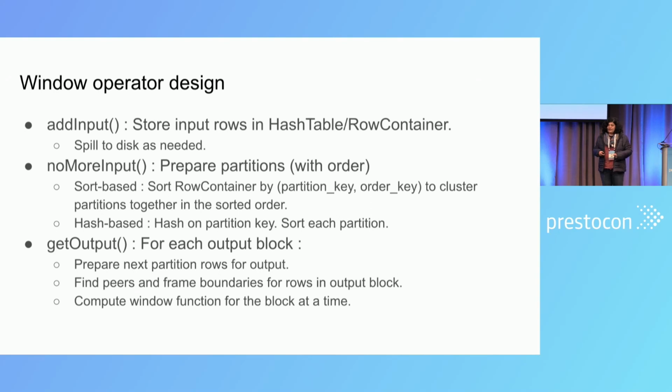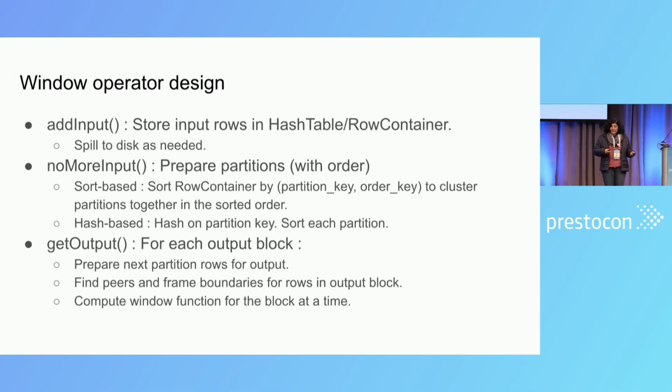Another way to do this is to use a hash table. You can hash by your partition key, and your hash table will split your input data into hash partitions, and then you can operate on one partition at a time, sorting all the rows in the partition. That will cluster your rows in the right partitioning and order by expectation of the operator. And then you invoke the window function on the data stream that you see.